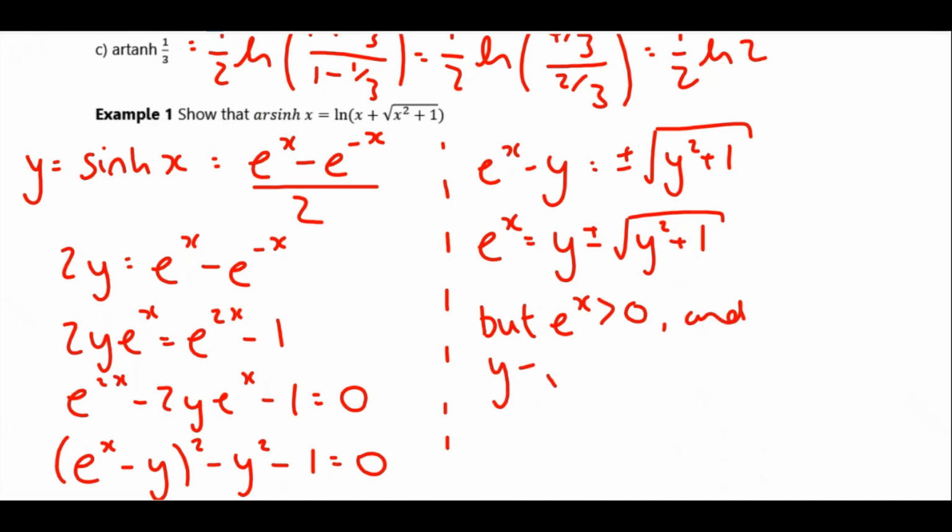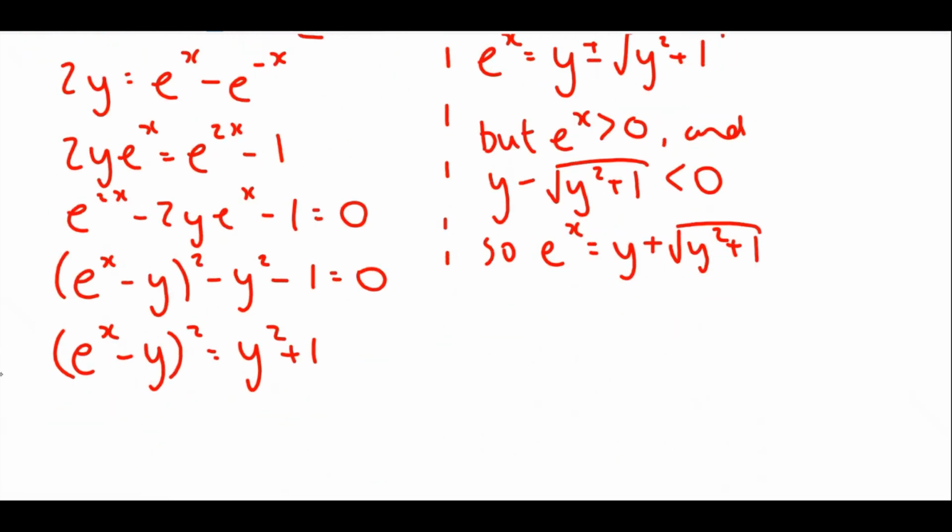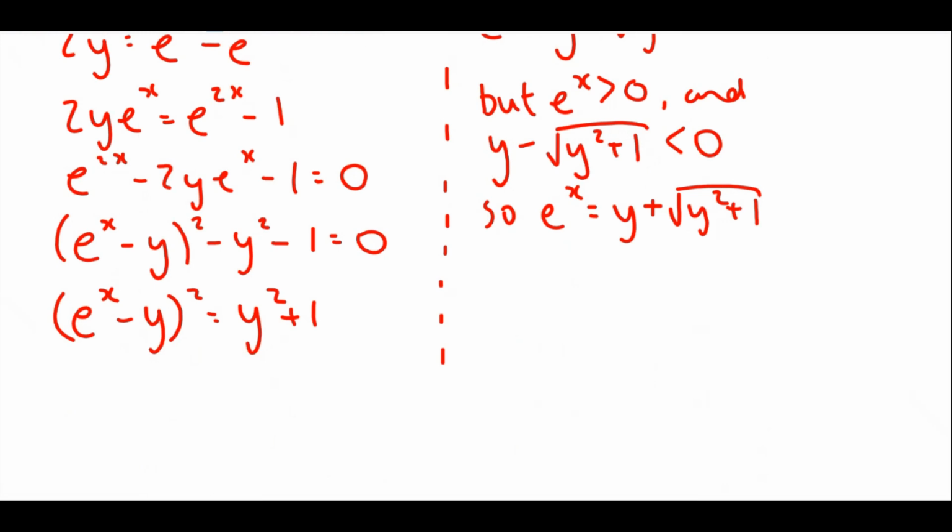Y minus root y squared plus 1 is less than 0 because y squared plus 1 is a bit bigger than y squared. If you square root that, it's going to be a bit bigger than y, so it's going to be less than 0. So the only value we have is e to the x equals y plus root y squared plus 1. For the inverse function, I now need to swap the x and y's around.